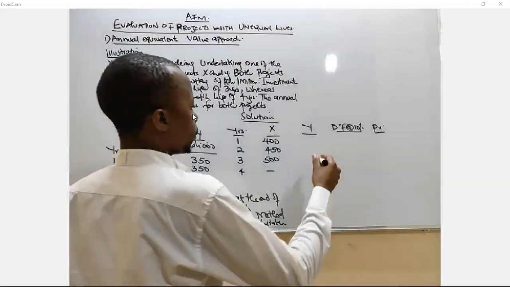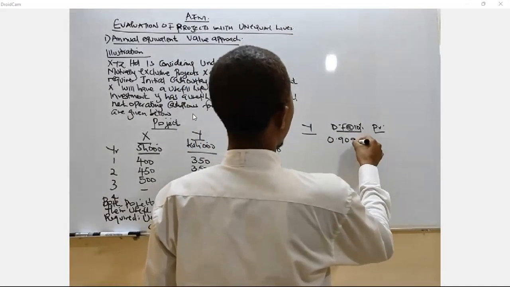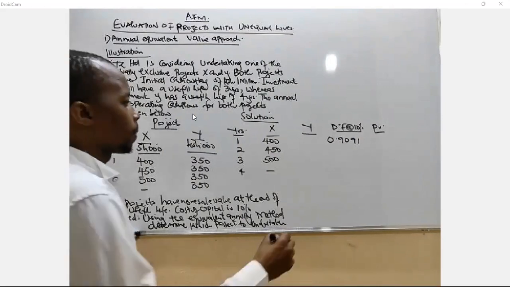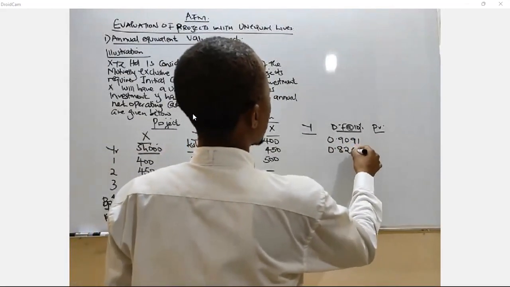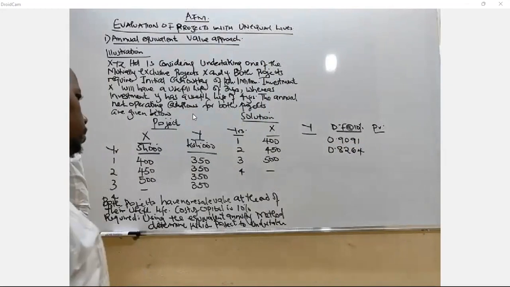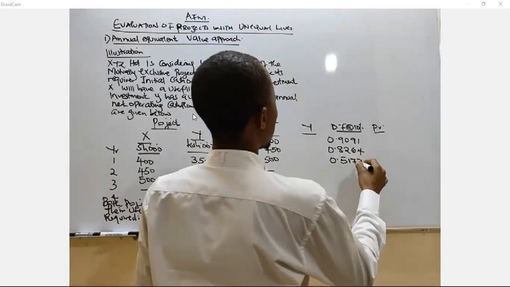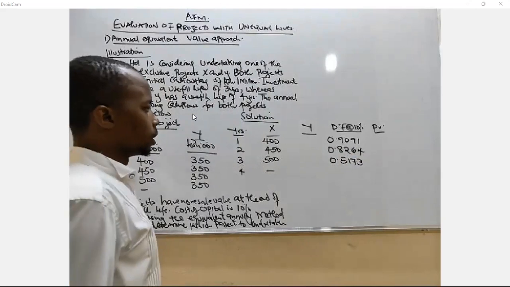0.9091. The second one? 0.8264. The third one? 0.7513. The last one, 0.5173. Right? We don't need to calculate the last one.